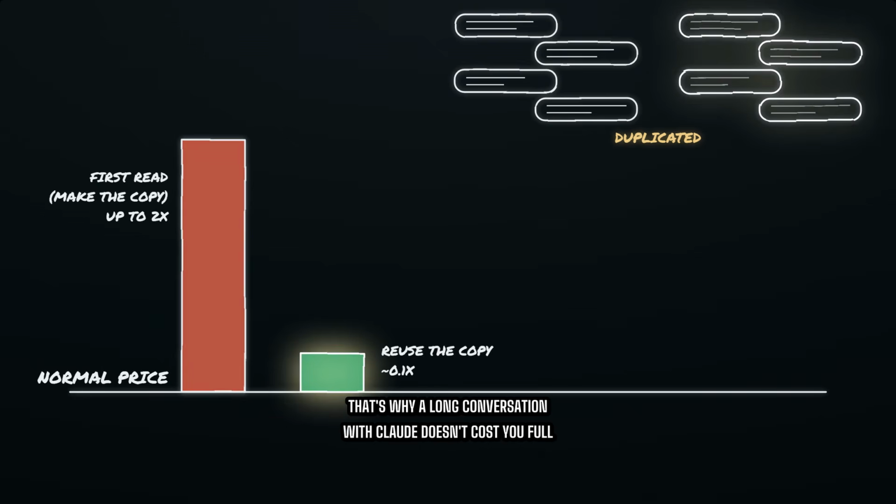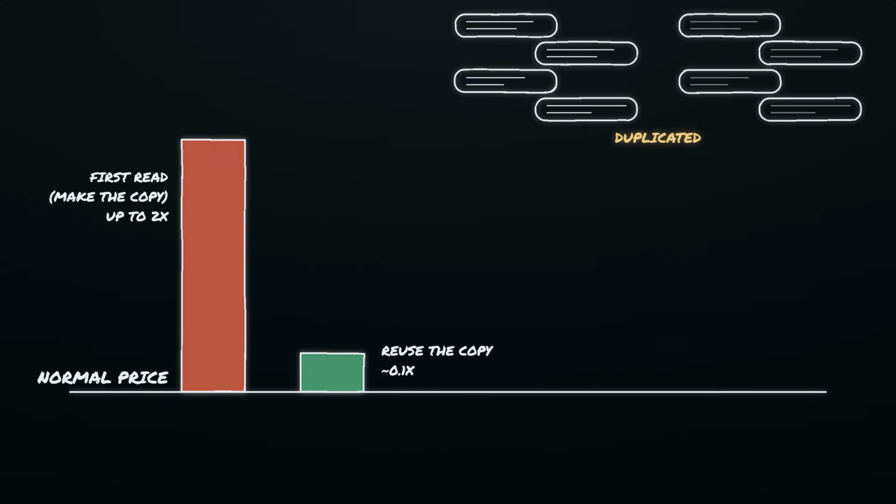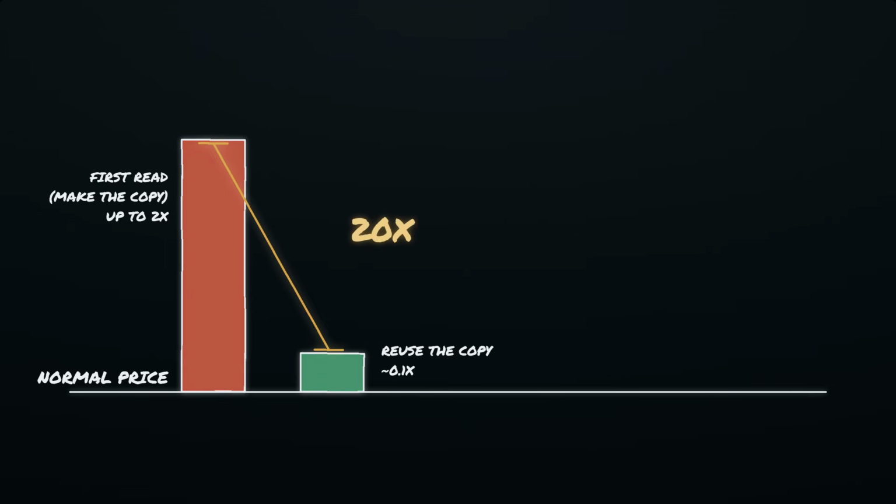That's why a long conversation with Claude doesn't cost you full price on every single message. Most of what you've already said, Claude doesn't have to think through again. It just reuses what it's already got for a fraction of the cost. That's not a small gap. The priciest way to ask costs 20 times more than the cheapest way for the exact same conversation.